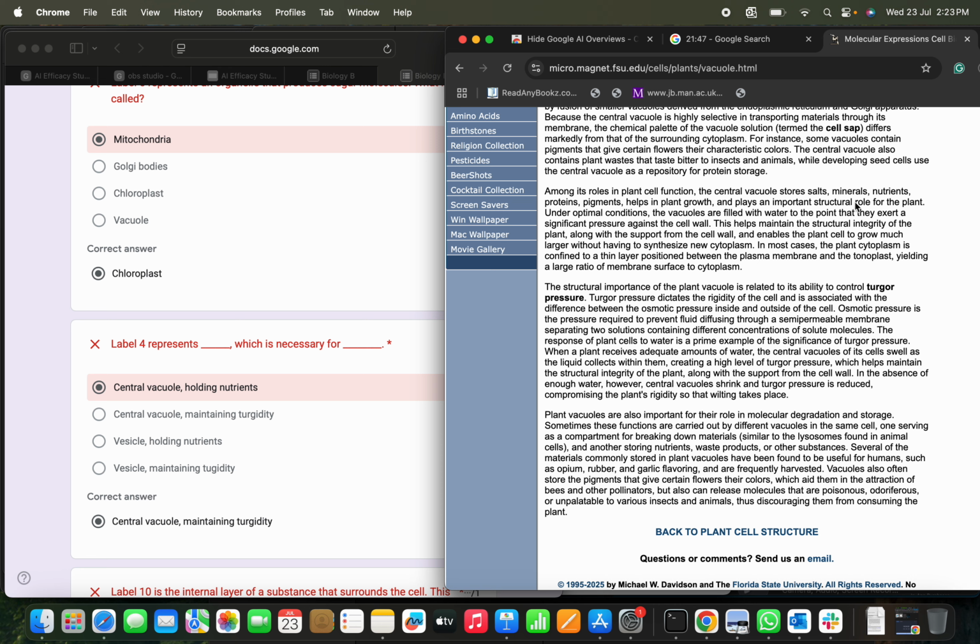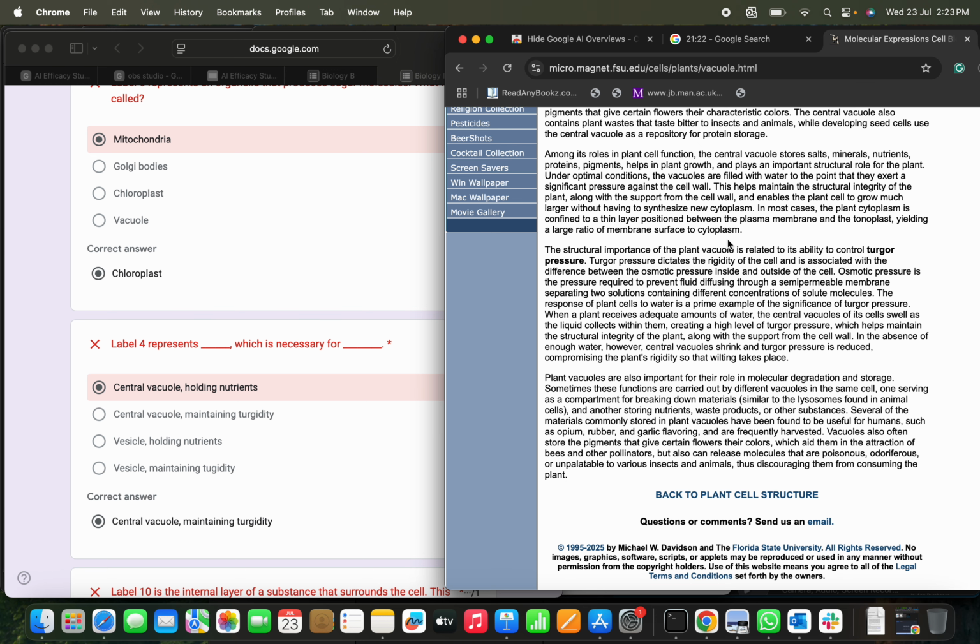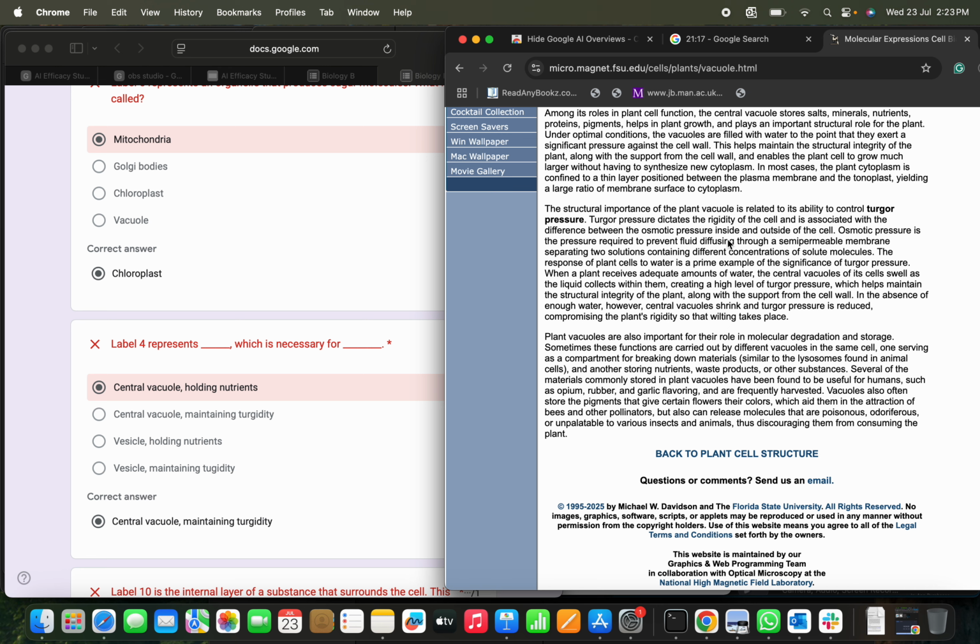It plays an important structural role, but yes, the main role is for the structural support, so that's more prevalent here. Under optimal conditions, the vacuoles are filled with water to the point that they exert a sufficient pressure against the cell wall. Alright, so then the turgidity or the structural integrity part is more important for the central vacuole. This helps in maintaining the structural integrity along with the support from the cells and enables the plant to grow much larger. The structural importance of the plant vacuole is related to its ability to control turgor pressure. Turgor pressure dictates the rigidity of the cell and is composed of the difference between the osmotic pressure inside and outside.